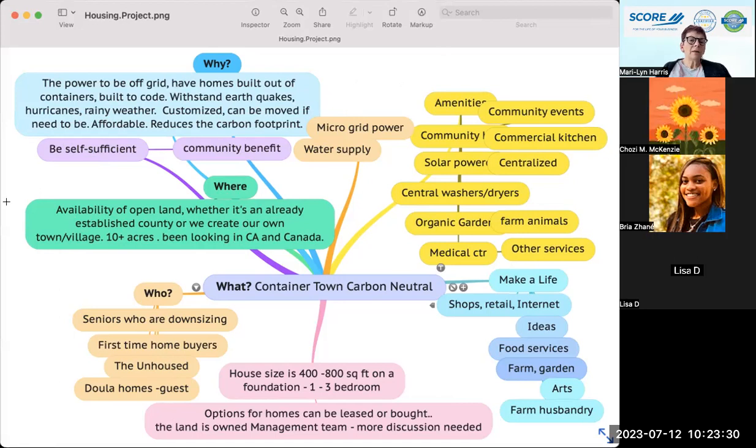And where availability of land. So this is still, haven't found the land yet, but still working on it. And then other ideas I've come up with that I want to add to it. So it could be the microgrid, the water supply, all these things you've got to think about. But as I keep adding things as I think about them, it helps me create a better visual. So when I go to write my plan, I can say this and this.